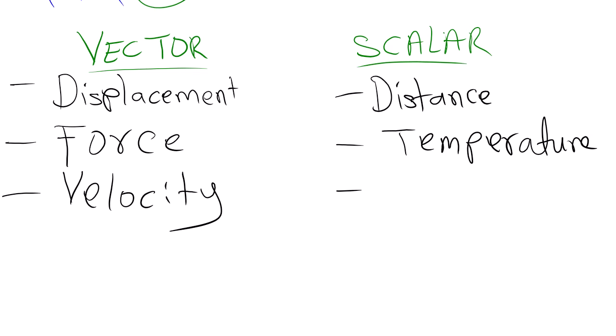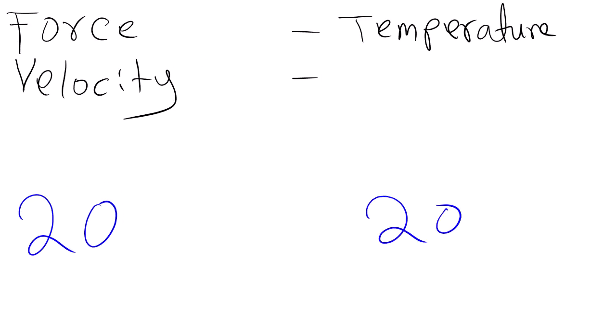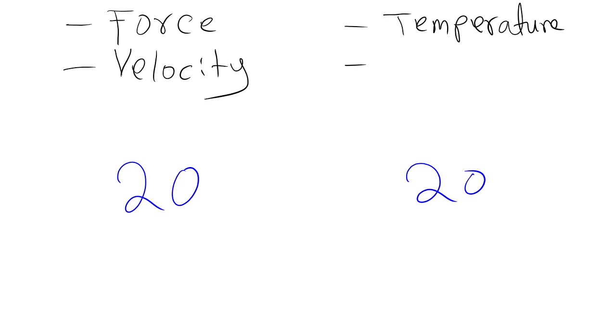So now I will leave you with an exercise. The exercise is that you will Google or browse 20 quantities that are vectors and 20 quantities that are scalars, and write down their formulas. 20 vectors, 20 scalars, write their formulas down and send it to our WhatsApp group. This is the assignment that I'm leaving you with.